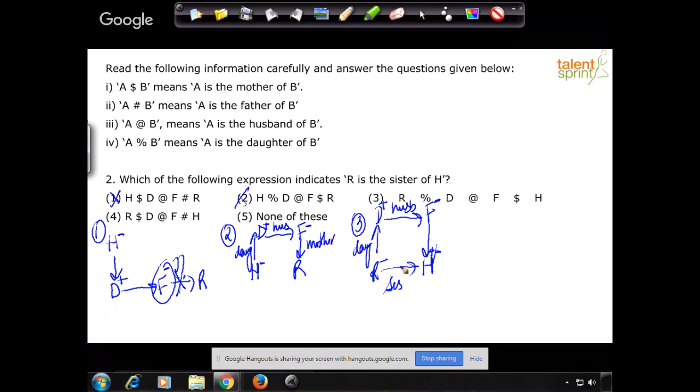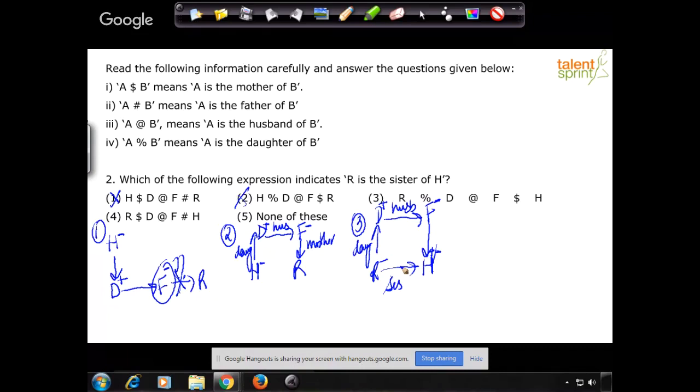So if you notice, the answer is going to be determined by the gender of R and not by the gender of H. The answer is independent of the gender of H, and from the third diagram we can clearly conclude that R is the sister of H.